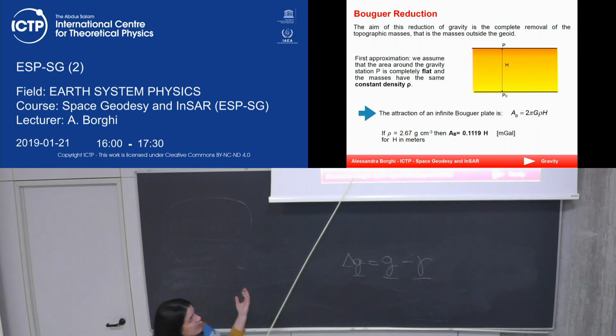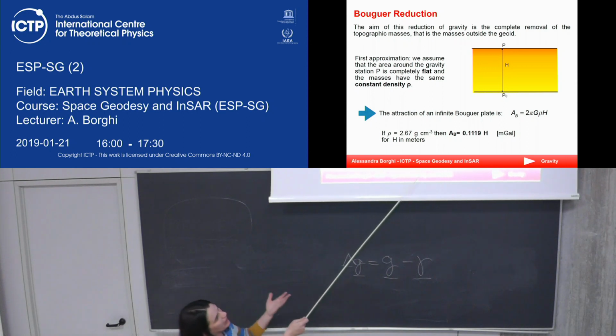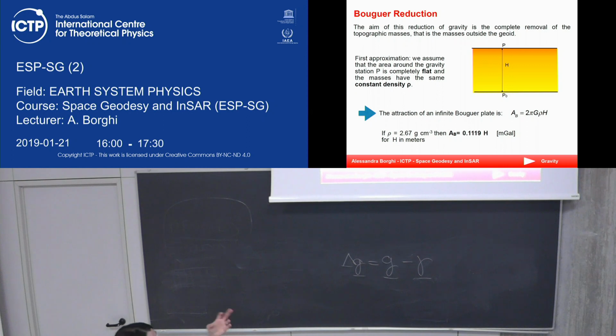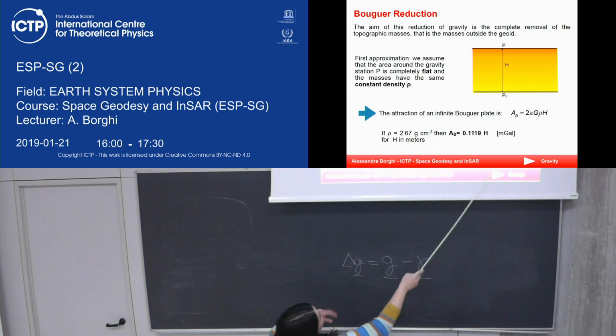If we use a standard density value, we know that we can compute, because the other terms are constant values, that the Bouguer effect is given by 0.1119 multiplied by the height of the point, and the height has to be applied in meters. You just have to check, of course, the magnitude of the quantities that you are using. So from your gravity at the point, you can remove all the masses by reducing for this quantity: your gravity minus this quantity.